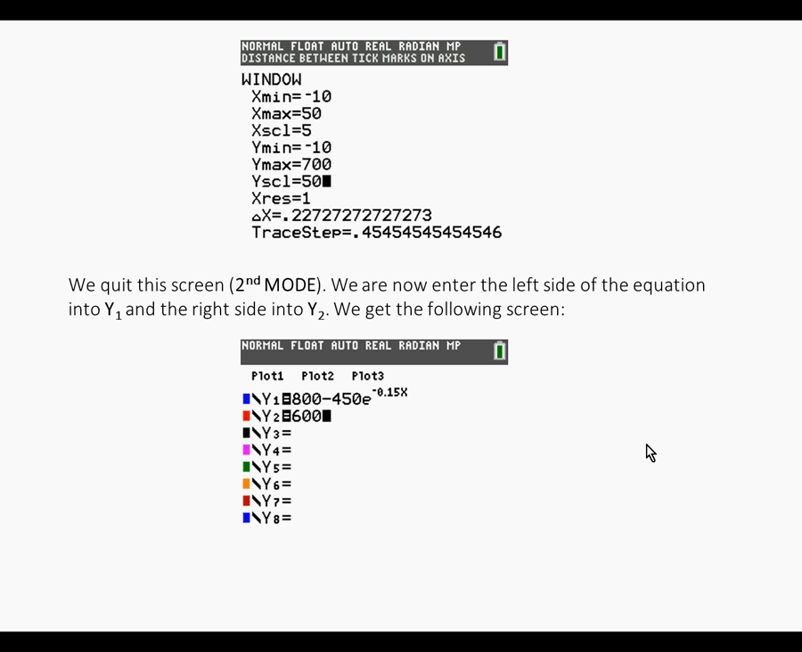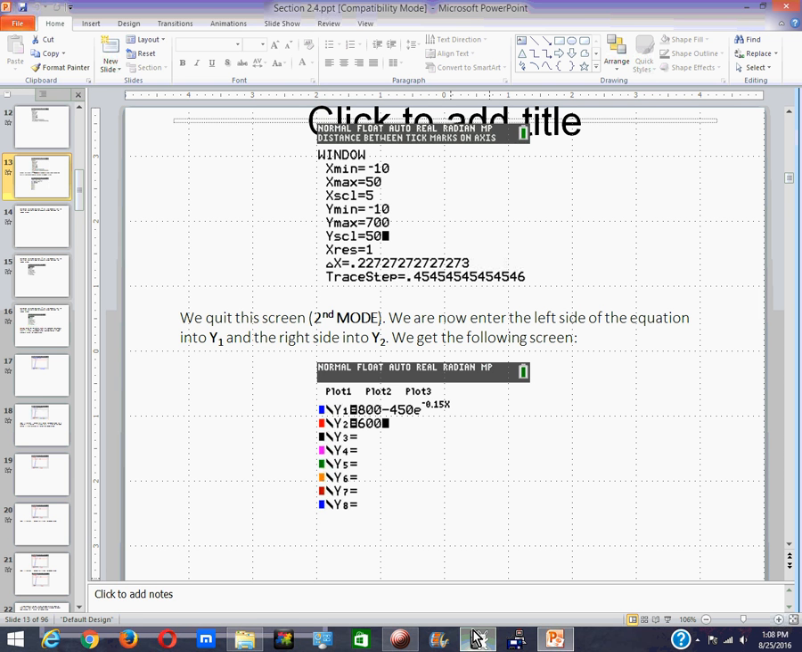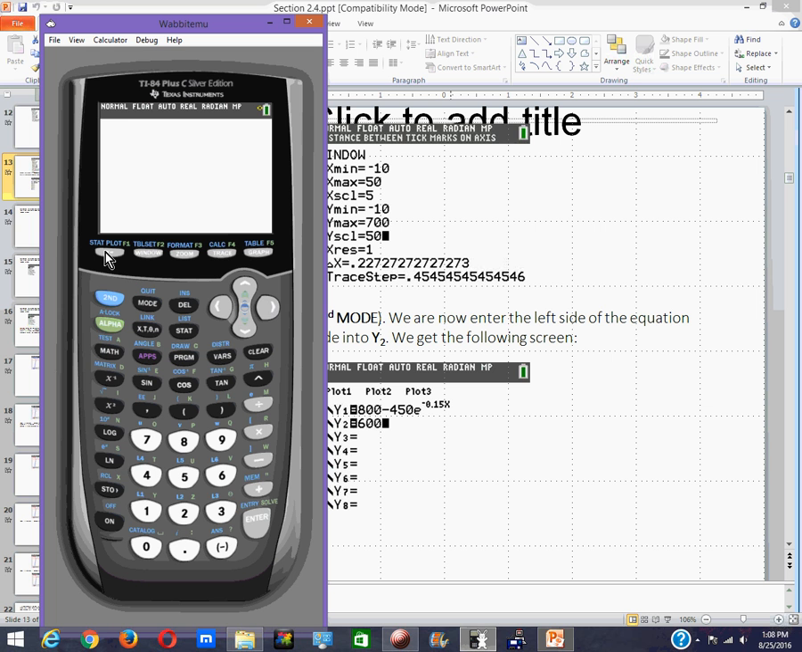Now we quit the screen, and then we're going to enter the left side of the equation into y1 and the right side of the equation into y2. So y equals 800 minus 450 second ln, then negative 0.15x. Let me get out of my exponent. Remember, press enter to go to y2. If you want, you can just use the arrow keys. And then y2 is 600. Let me go ahead and quit that screen.